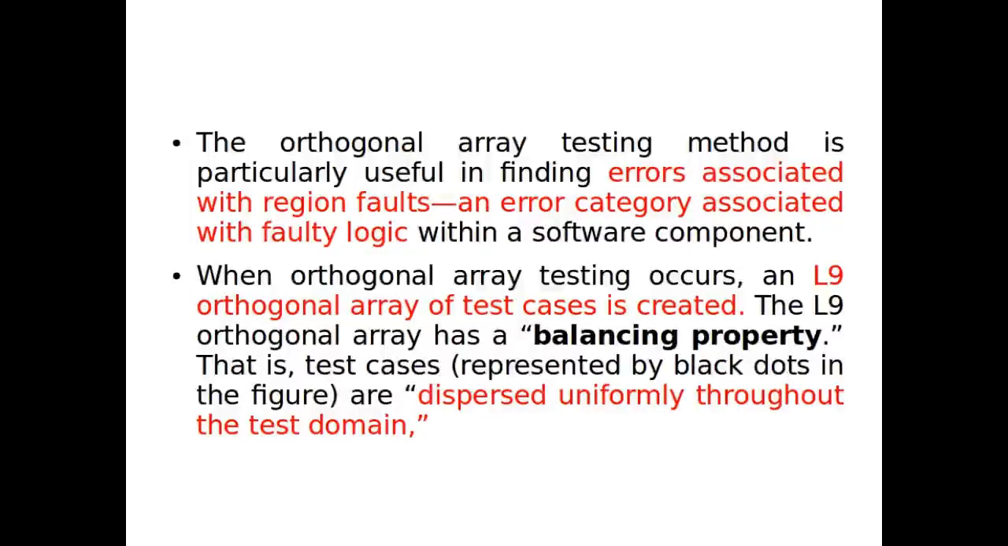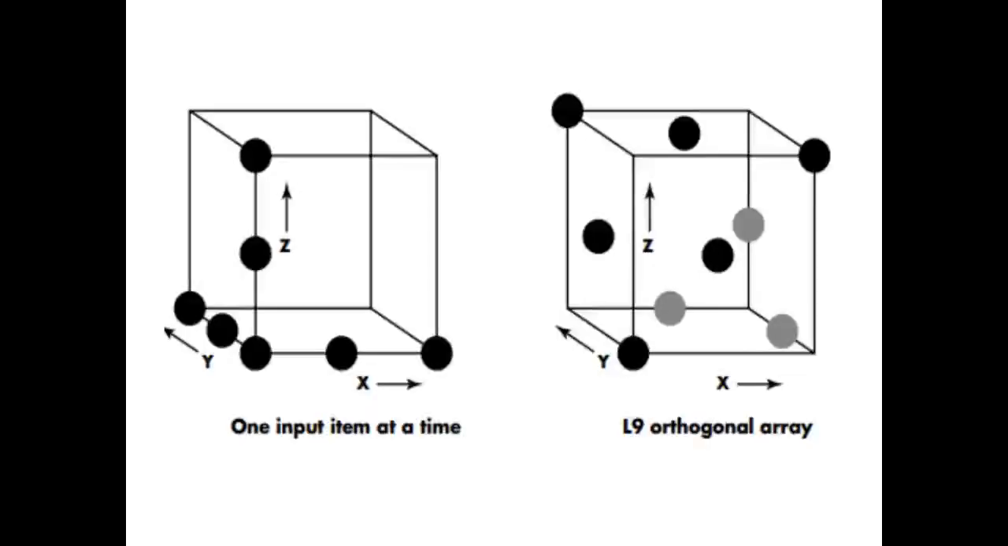When orthogonal array testing occurs, an L9 orthogonal array of test cases is created. The L9 orthogonal array has a balancing property, that is, test cases represented by black dots in the figure are dispersed uniformly throughout the test domain, as illustrated in the right hand cube in the figure. Test coverage across the input domain is more complete.